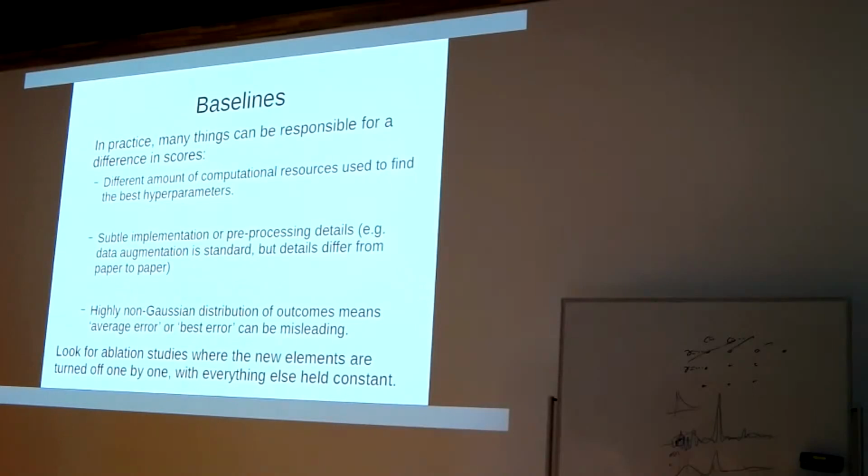There are also subtle implementation details or pre-processing details that often vary. If you look at the papers that have the best scores on CIFAR, they say we do data augmentation, but they don't actually say exactly what they do. So if someone else did another method that got a better or worse score, is it because the data augmentation is better or because the method is better? A bit hard to say. And again, just an average error is not necessarily the most important thing.